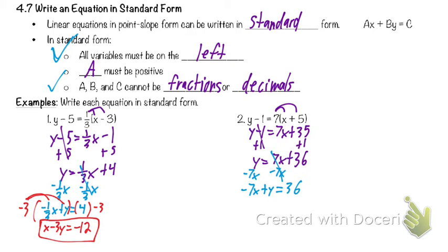So let's multiply both sides of the equation, because we have to do it to everything to make sure it's fair and equal, okay? Multiply everything by that number. So negative 1 times negative 7x, positive 7x. Negative 1 times y, negative y. Negative 1 times 36, negative 36. So then we can ask ourselves a question, okay, variables are on the left, a is positive, a, b, and c are not fractions or decimals. No fractions or decimals. Okay, we are good. This is standard form.